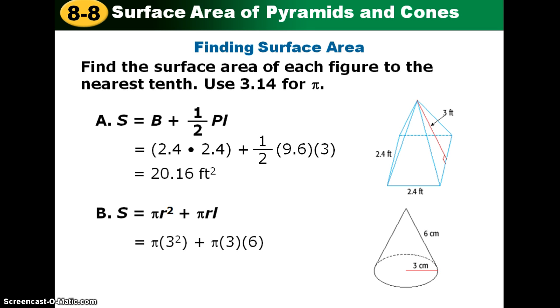For the cone, pi r squared, so 3 is the radius, plus pi times the radius times the slant height, which is L, which is the outside height. Multiply and add those together, and we get 27 pi, or 84.8 centimeters squared.